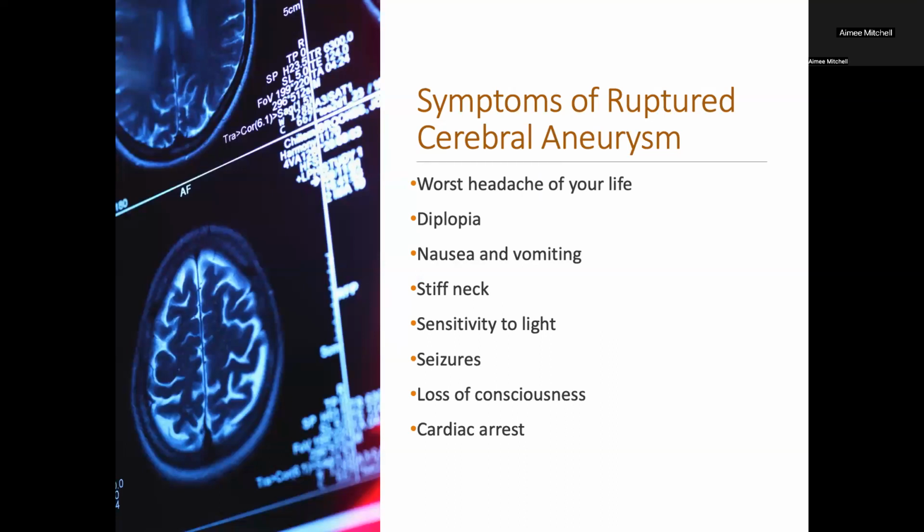Some of the symptoms of a ruptured cerebral aneurysm: really intense headache, the worst headache of your life, diplopia, double vision, nausea, vomiting, stiff neck, sensitivity to light, seizures, loss of consciousness, cardiac arrest, death.